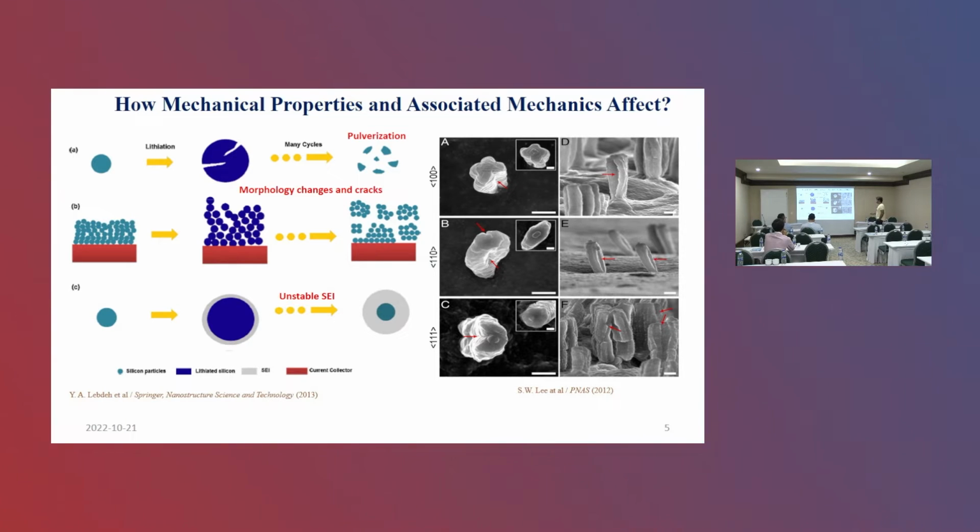In 2012, Professor Lee discovered that for silicon, during the lithiation process, the volume expansion is 300%, but it's not only isotropic, it's anisotropic. So that expansion is not really uniform, and that causes these kinds of cracks.